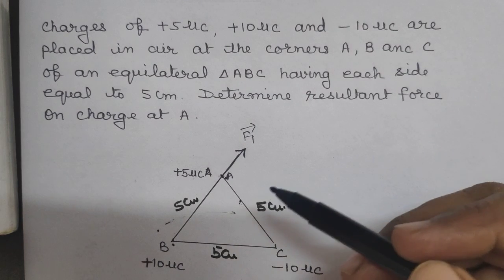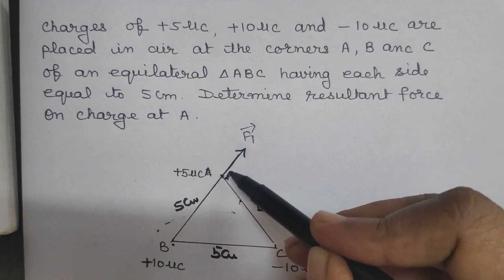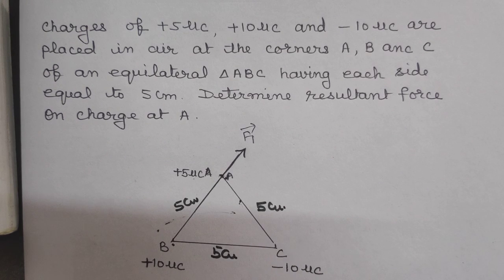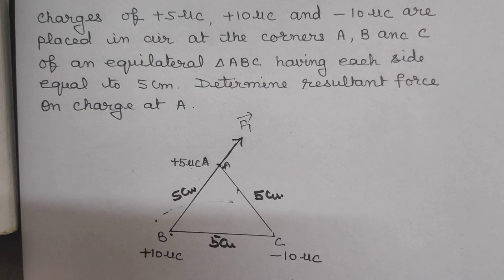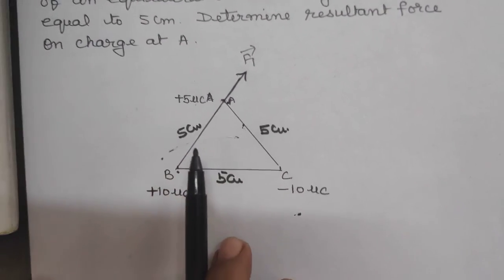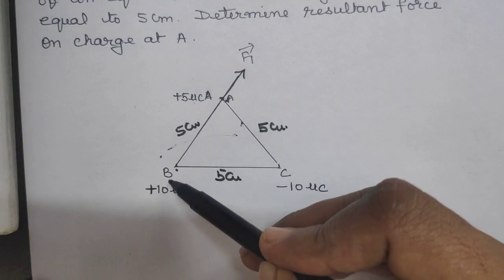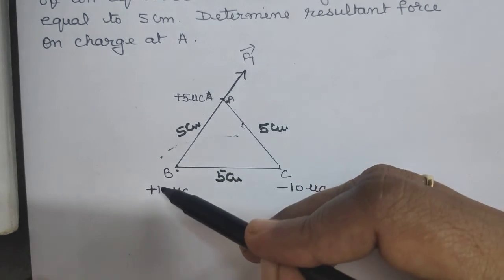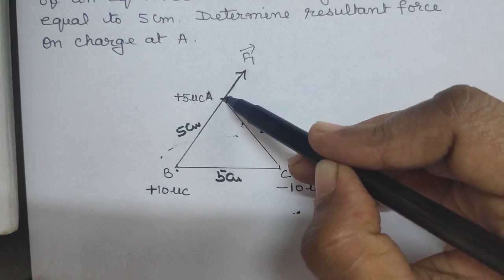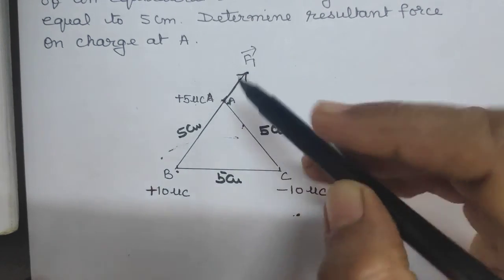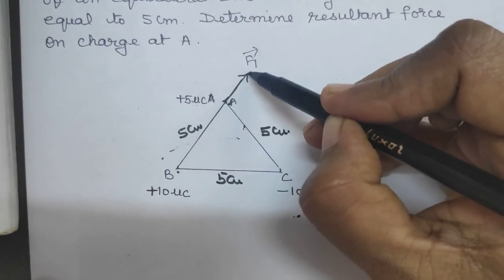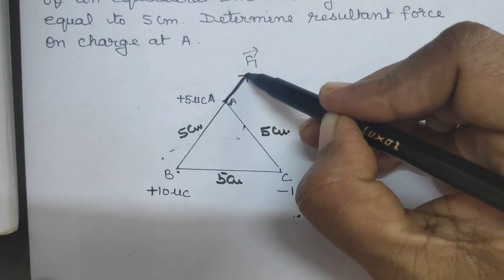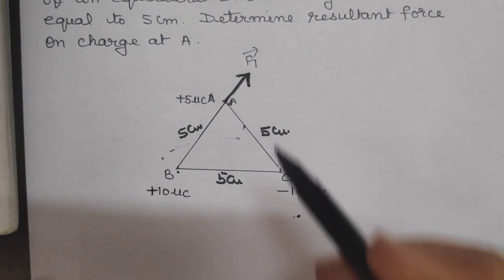Now we have to calculate the force on 5 microcoulomb due to plus 10 microcoulomb and minus 10 microcoulomb. Plus 10 microcoulomb and plus 5 microcoulomb are positive charges, so the force will be repulsive, and the direction of force F1 will be repulsive. So along the line joining them, the force will be like this, F1.